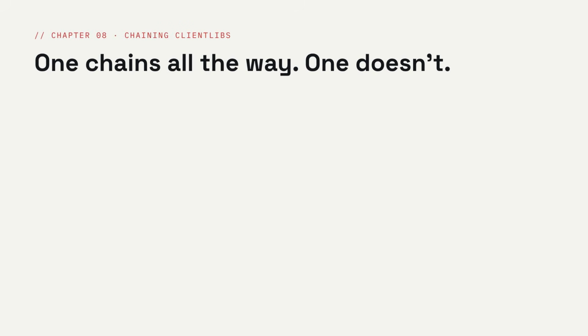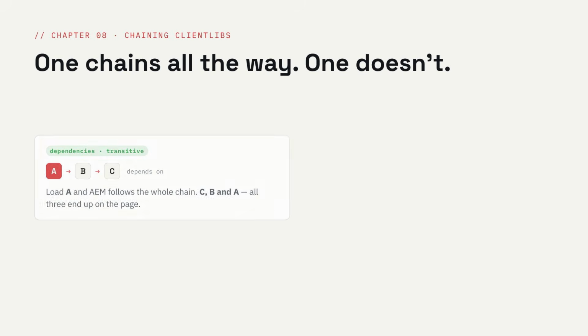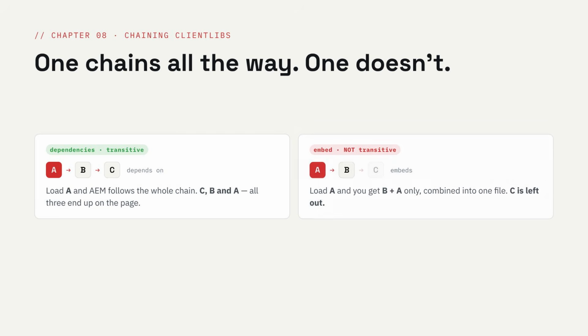One last thing, and it is the gotcha that trips people up. Dependencies and embed behave differently the moment you chain them. Dependencies are transitive. Say A depends on B and B depends on C. Load A and AEM follows the whole chain, all three end up on the page: C, B and A. Embed is not.